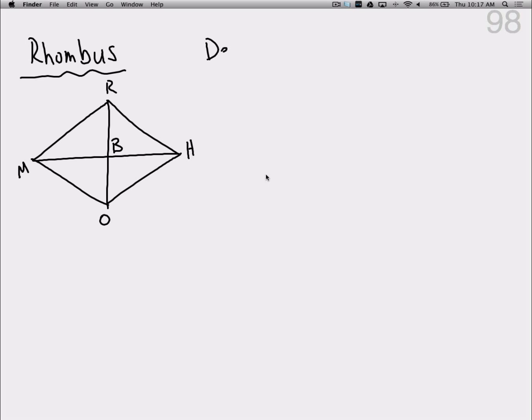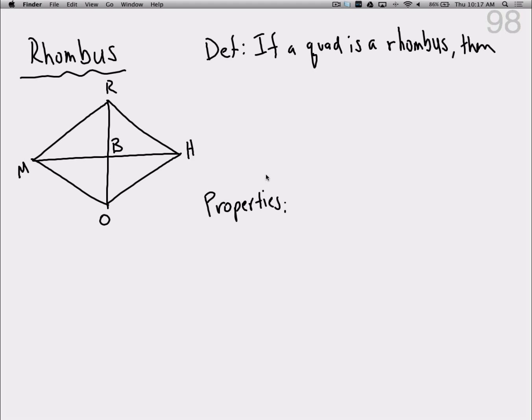All right, we need two things. We need a definition and we need some properties. If a quad is a rhombus, then what? Go ahead. The four sides are congruent.